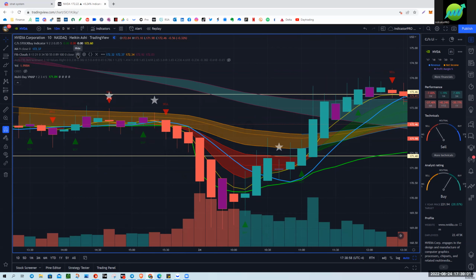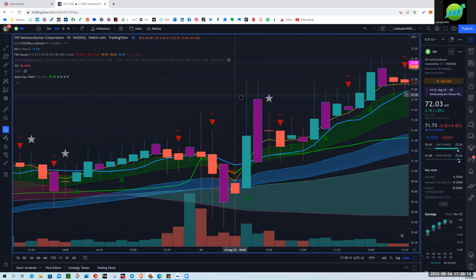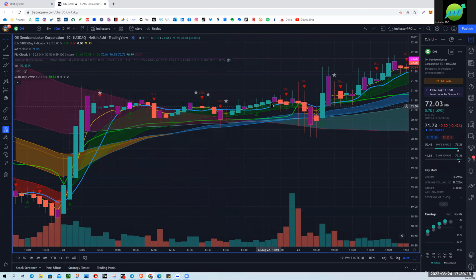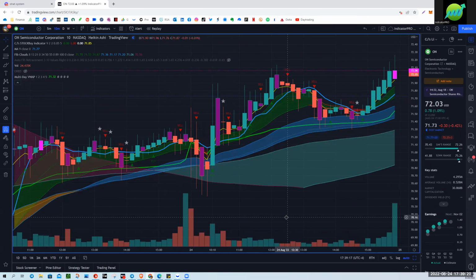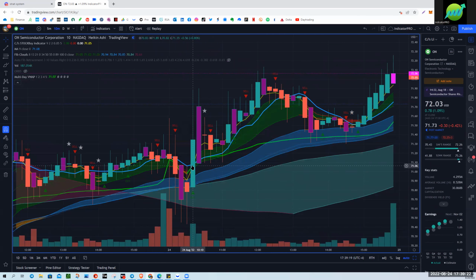Fibonacci clouds is something that you would use, especially when it trends up real quickly. What would be a good example? Semiconductor would be a good example. So here's on semi, and it's very jaggedy.